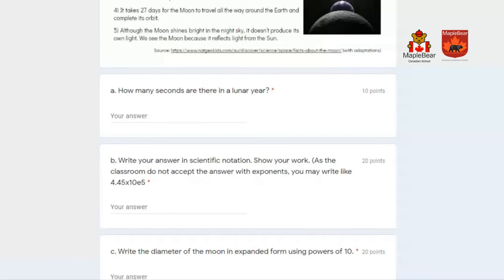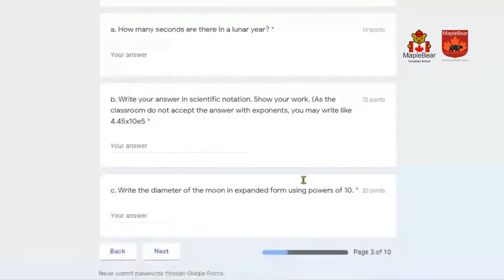Show your work. And remember that as the form does not accept to write that with an exponent, you can write like that. If I want to write the number 4.45 times 10 to the power of 5, that's what this E here means. Okay? It means exponents. So 4.45 times 10 to the power of 5. That's just an example, the way that you can write this. So you're going to write this number here in scientific notation. Okay, the number in letter A in scientific notation in letter B.